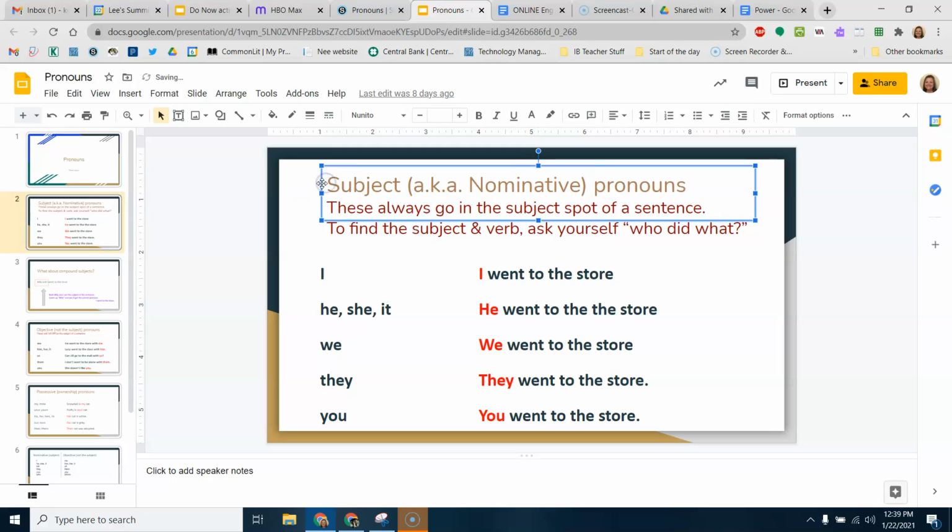So make sure that you're paying attention to the top of the slide. Subject has to do the subject job in a sentence, the who part. Who has to do something.